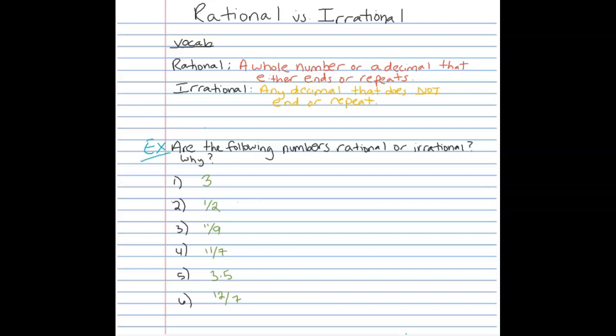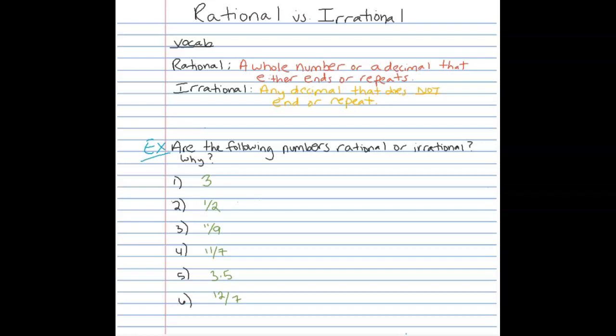Alright, today we're going to be talking about a rational number versus an irrational one. When I think of something that's rational, it would make sense. It's a number where I know it's going to end, maybe it'll repeat, but at least I know what's coming. So with a rational number, it's going to be one of three things.